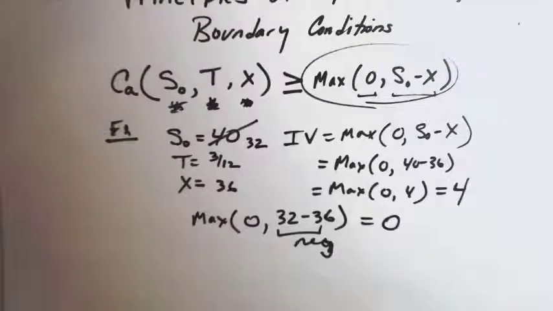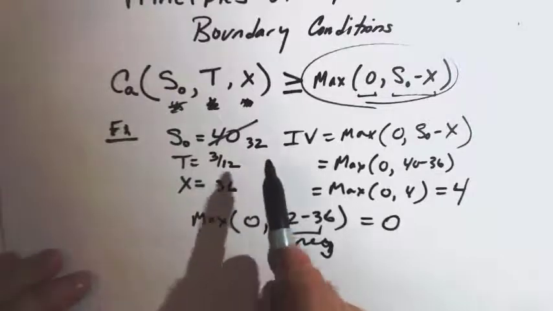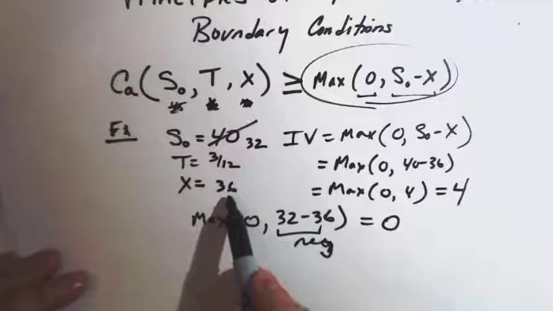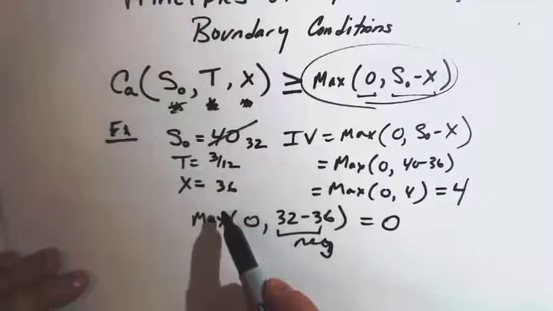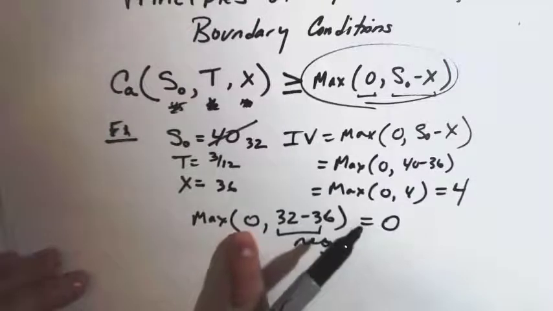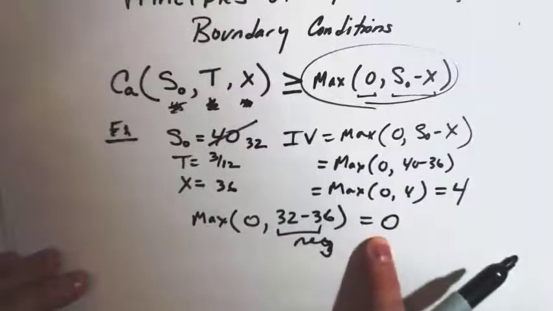Okay. Now, you might ask, wait a second, why would anybody want to buy an option? This last option I'm looking at, where the stock price right now is 32, but the strike is at 36. Who the heck would ever want to buy this option? It's out of the money by $4 basically, and it has an intrinsic value of 0. Why would you ever buy it?